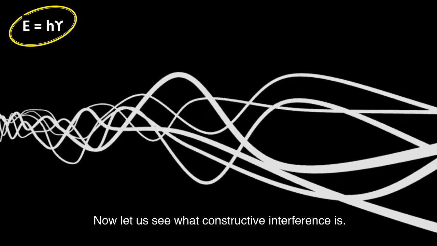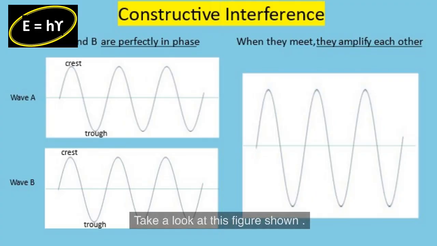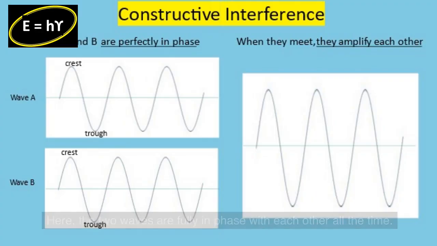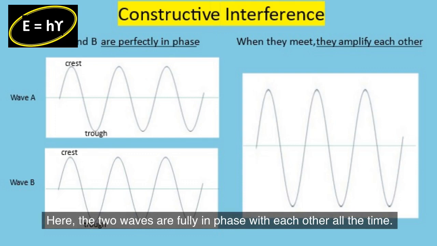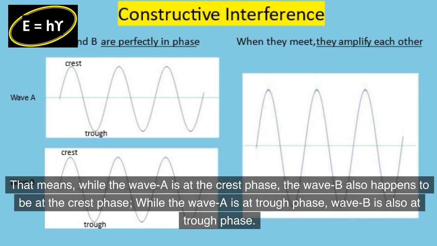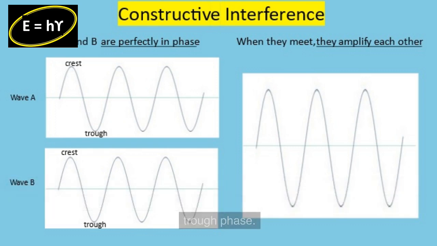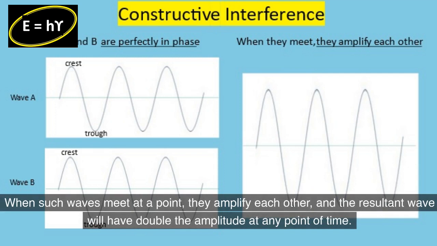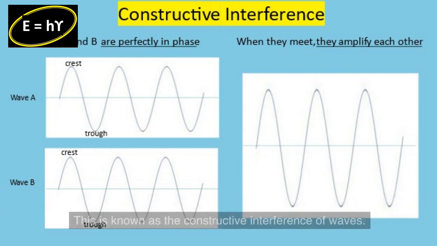Now let us see what constructive interference is. Take a look at this figure. Here, the two waves are fully in phase with each other all the time. That means, while wave A is at the crest phase, wave B also happens to be at the crest phase. While wave A is at trough phase, wave B is also at trough phase. When such waves meet at a point, they amplify each other, and the resultant wave will have double the amplitude at any point of time. This is known as the constructive interference of waves.